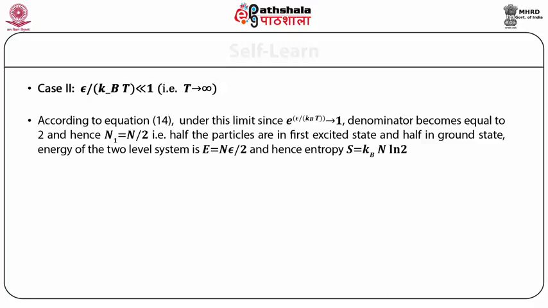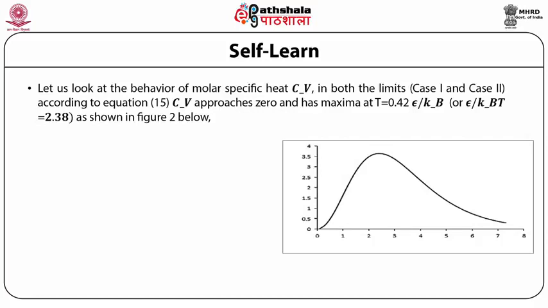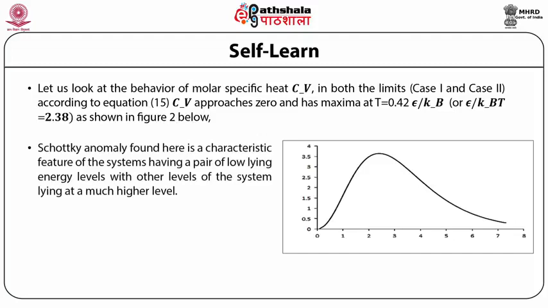Let us look at the behavior of molar specific heat Cv in both the limiting cases, that is case 1 and case 2. According to equation 15, Cv approaches 0 and has maxima at T is equal to 0.42 epsilon divided by kB, or epsilon upon kBT is equal to 2.38. This is obvious in figure 2. The Schottky anomaly found here is a characteristic feature of the system having a pair of low-lying energy levels with other levels of the system lying at a much higher level.